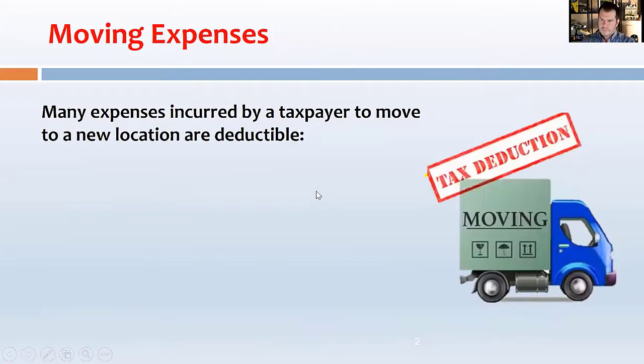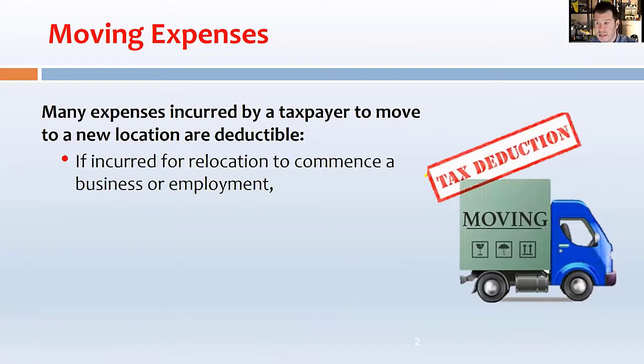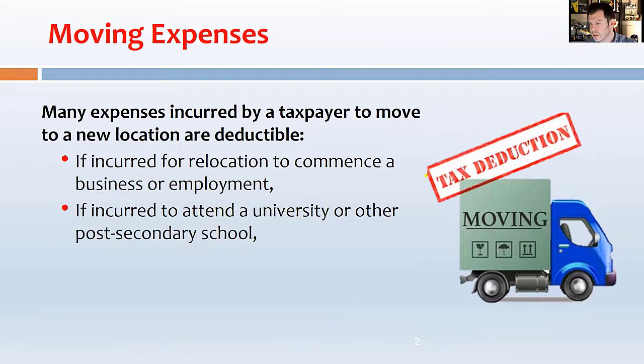So moving. A lot of expenses that are incurred by a taxpayer to move to a new location are potentially deductible. They have to be incurred to relocate to commence a business or to start employment at a new location. They could potentially be deducted if you're going to move to a university. However, these expenses are only deductible generally to the extent that you earned income at the new employment or business or education. So very, very rarely, if you move for educational purposes, can you deduct anything because you have no corresponding income, right?